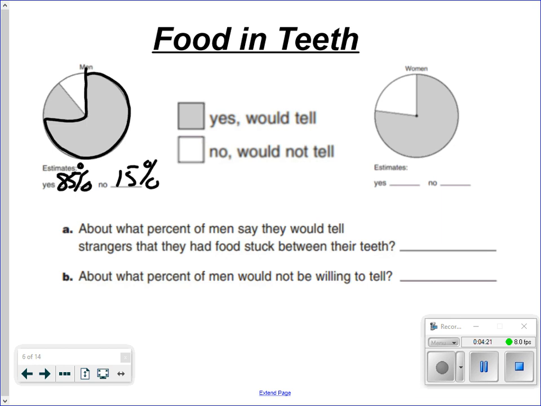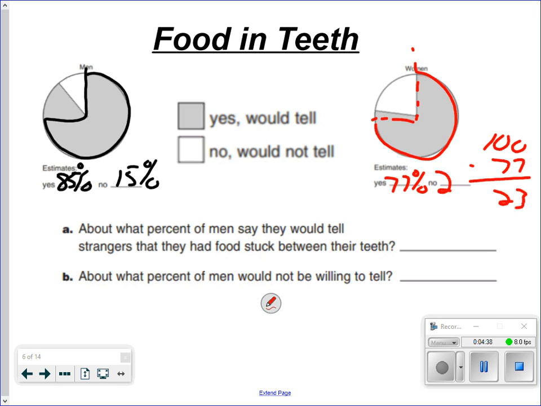Taking a look at the women over here, this is 75%, right? So it's past that, so we're about 77% would say yes. And that leaves, what is 100 minus 77? It's 23. 23%. Remember, percents are always out of 100. But what percent of the men say they would tell strangers that they had food in their teeth? The answer there would be 85%. About what percent of men would not be willing to tell? 15%.